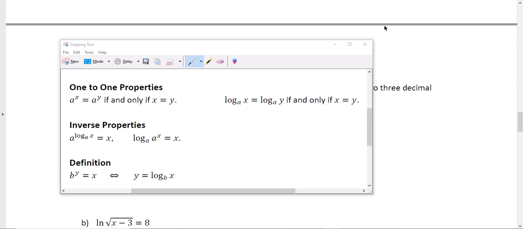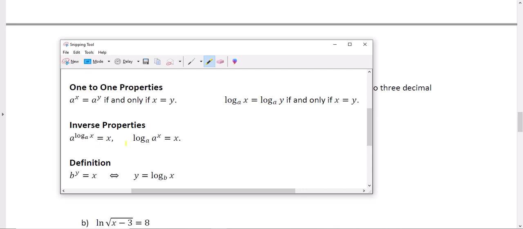All right, welcome to part 2 of solving exponential and log equations. Let's take a little reminder here. The properties we're going to use in the definition, one-to-one properties of equality when it comes to exponentials and logs. A to the x equals a to the y if and only if x equals y. Log base a of x equals log base a of y if and only if x equals y. And this is the property we're going to be using next.